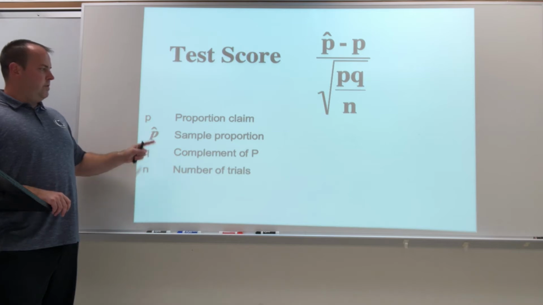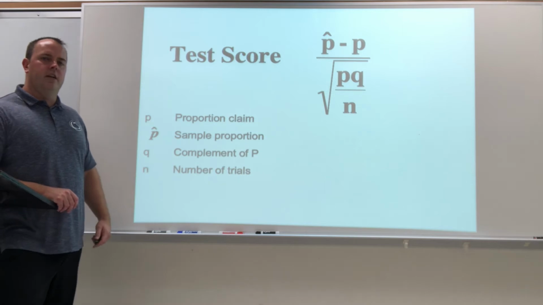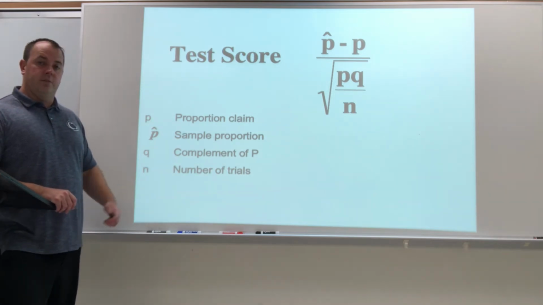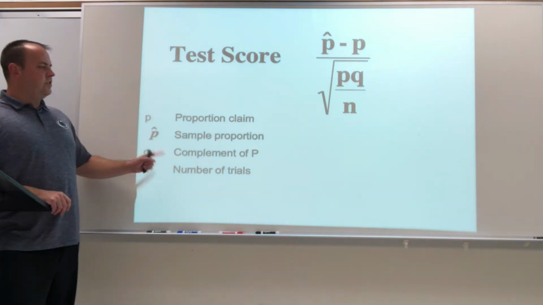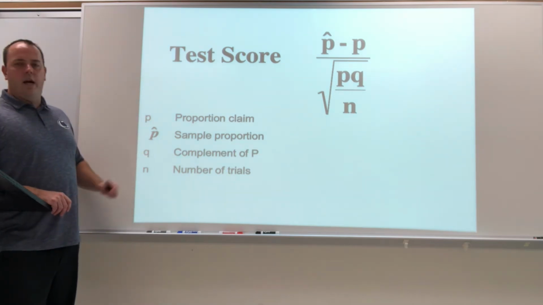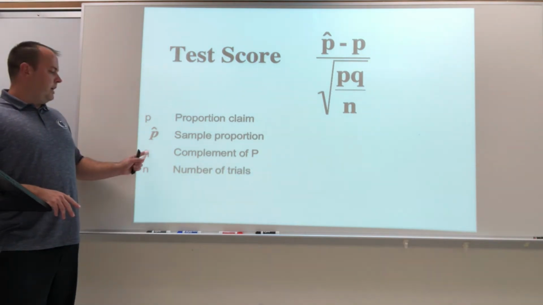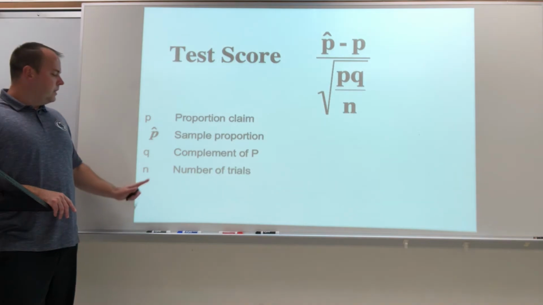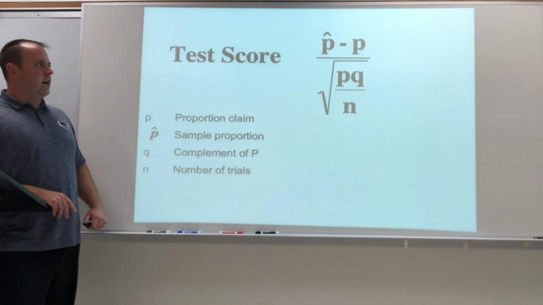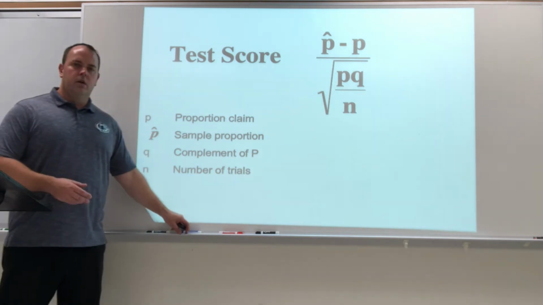Sample proportion is our p hat. P is the proportion claimed. That's going to be the proportion that's in our null and alternative, it's the parameter. The q is the complement of p, so p and q are going to add up to 100%. You could just do 1 minus p, and that would end up being your q. N is the number of trials, and plugging all that in will give you your test statistic.